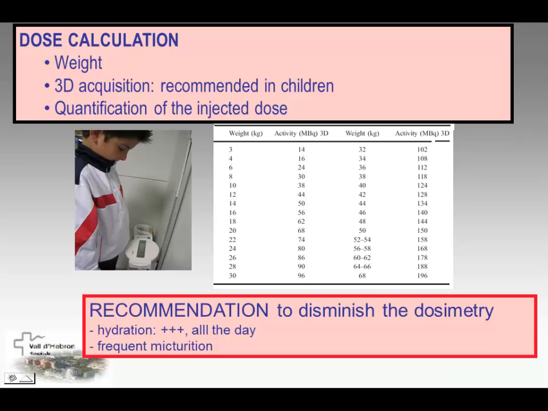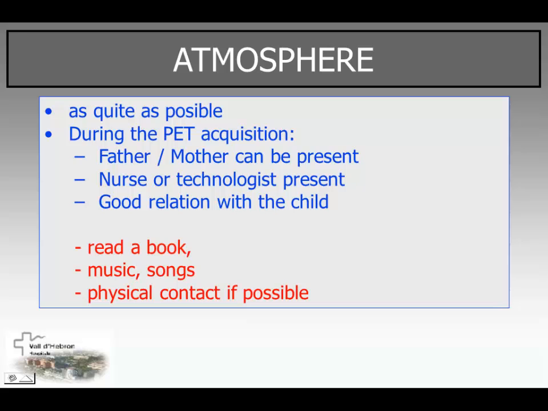Referring to the dose calculation, Tim has explained a little bit that the pediatric dosage chart is based on the weight of the child. It is advisable to use a 3D PET acquisition in children, because with this technique we can diminish the administered dose, and we have to quantify the injected dose using the pediatric dosage chart of the EANM.